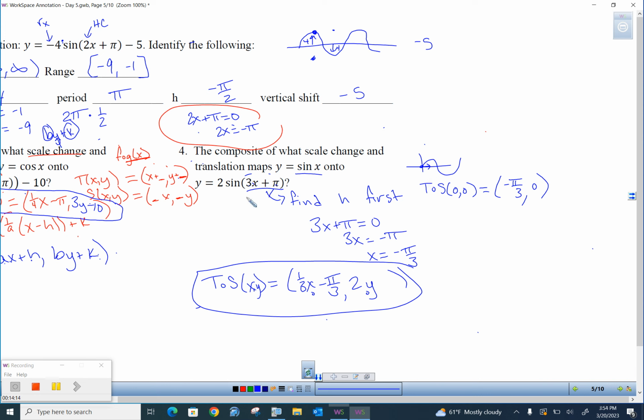Now, with what we've done in the past, we could have done that, but this is the first time we've seen a scale change and a translation at the same time. And they will affect each other.